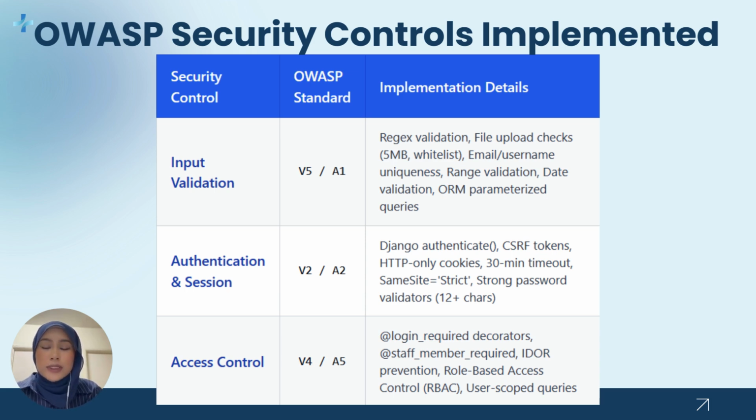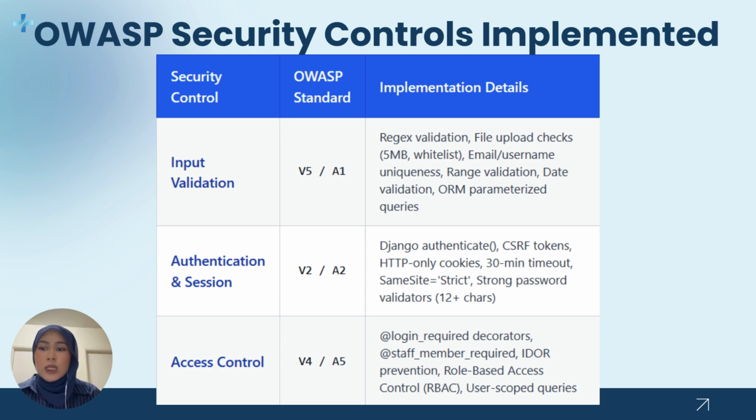Next are the OWASP security controls implemented. First is input validation. The OWASP standard is V5, A1. We use reject validation, file upload checks with size and whitelist constraints, email and username uniqueness checks, range validation, date validations, and parameterized ORM queries in Django. This injection-free development prevents SQL injection, XSS, and other input-based attacks by sanitizing and validating everything at the entry point.